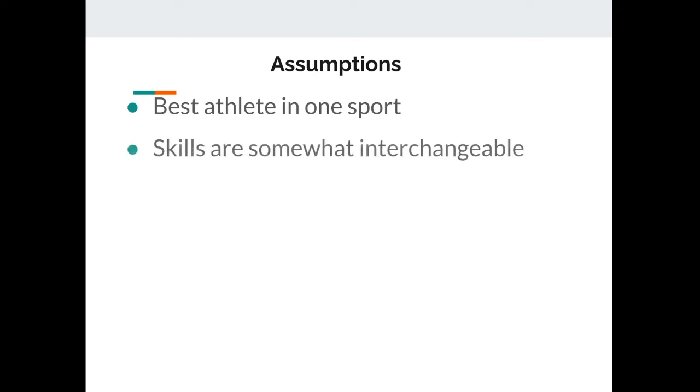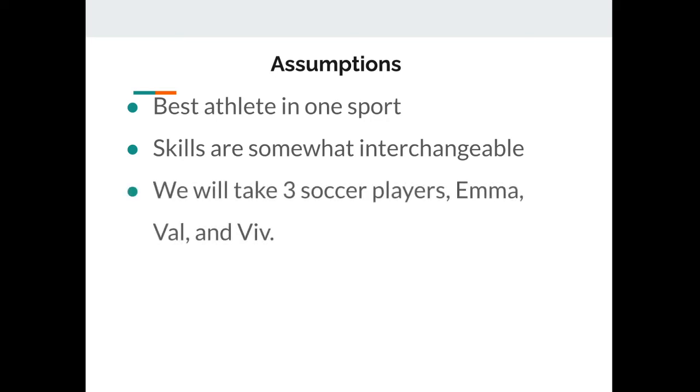Okay? We're going to say their skills are somewhat interchangeable, right? You're running around the field kicking a soccer ball. You're running around with a stick in your hand. Not much of a difference. Okay? We're going to take 3 soccer players. We're going to take Emma, Val, and Viv.